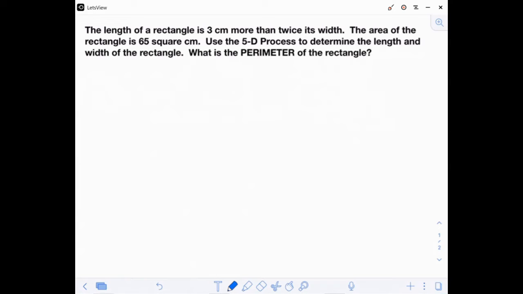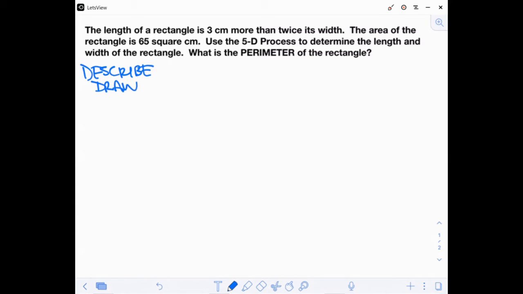All right, we're going to tackle a 5D problem that deals with rectangles. The length of a rectangle is 3 centimeters more than twice its width. The area of the rectangle is 65 square centimeters. So let's start with describe and draw, right? That's the first step.